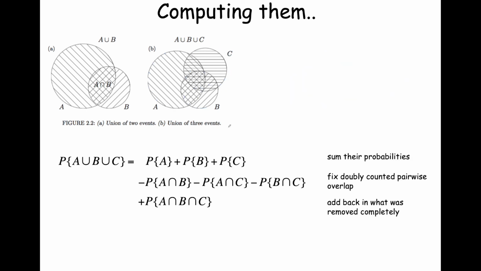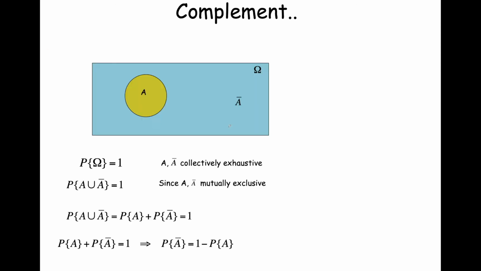Okay. And that is our correct approach. So we sum their probabilities for the three-way. We fix the doubly counted pairwise overlaps, and we add back in what was completely removed, this three-way overlap region. And that's what we do for the three-way.